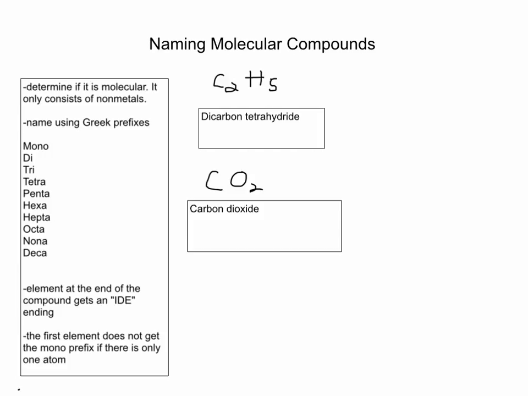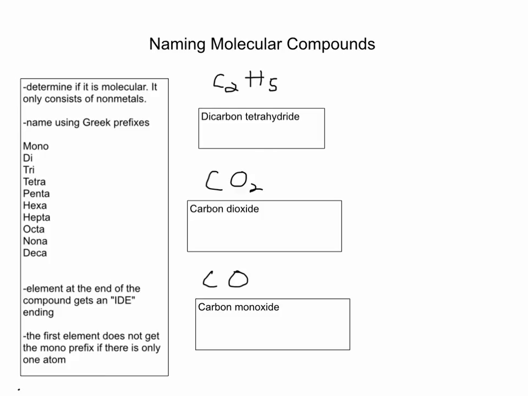Okay, and let's look at one more example, and this time we'll look at CO. What is this compound? Well, in this case we have 1 carbon at the beginning, so we write carbon, and we have 1 oxygen. Because that oxygen is not the first element, we do get to use the mono. And monooxide sounds a little weird, so we just shortened that to monoxide. So this compound is carbon monoxide. So just remember, if you have a molecular compound, meaning it only consists of nonmetals, you have to use these Greek prefixes in order to name them.